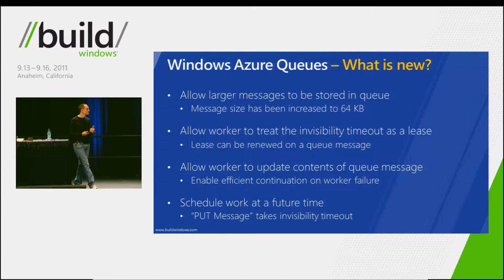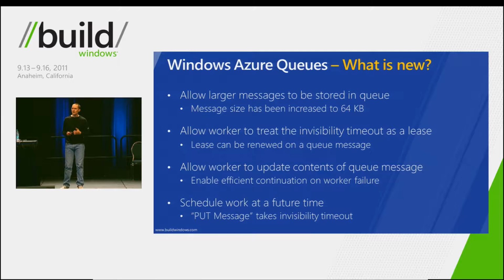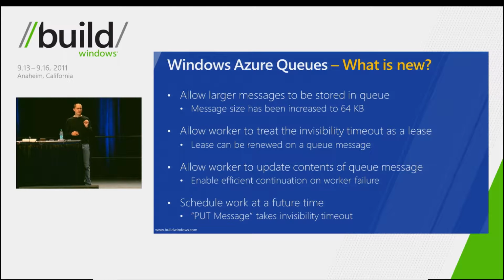Now the features that we have available now for queues are, we now support larger messages. So before we supported 8 KB messages, now we support 64 KB. We now allow you to actually treat this invisibility timeout as a lease. So you can keep on extending this invisibility time for your worker and just treat it as a lease. We also allow you to update the contents of the message if you're working on it. And this allows you to store progress information into the message. So if the worker crashes, the other worker can continue where you left off.